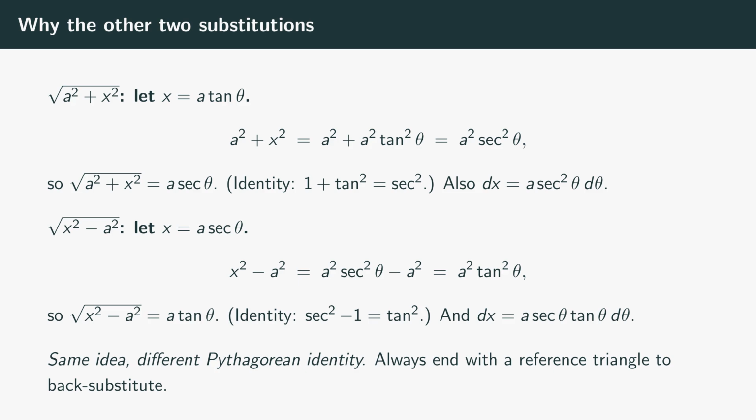3 substitutions, 3 Pythagorean identities, 3 radicals neutralized. Always end with a reference triangle to translate theta back to x. The pattern is the same every time.